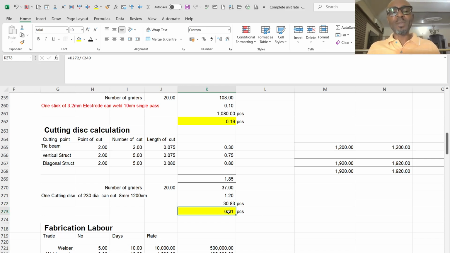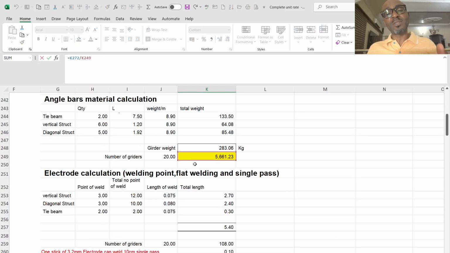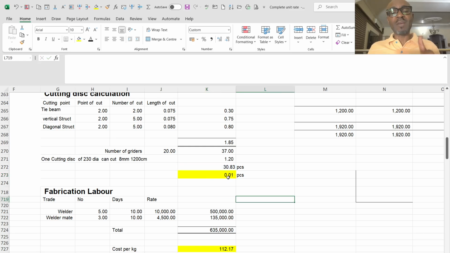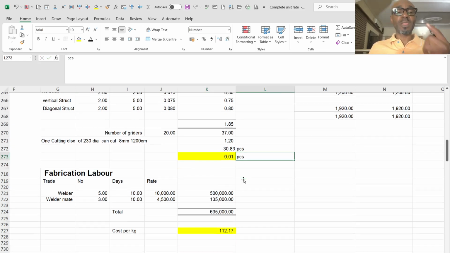So now, for me to get the quantity of cutting discs that I'm going to use for 1 kg, I divide the 5,661 kg by the total discs I will be needing for the whole work. So I have 0.01 piece that I'm going to use.